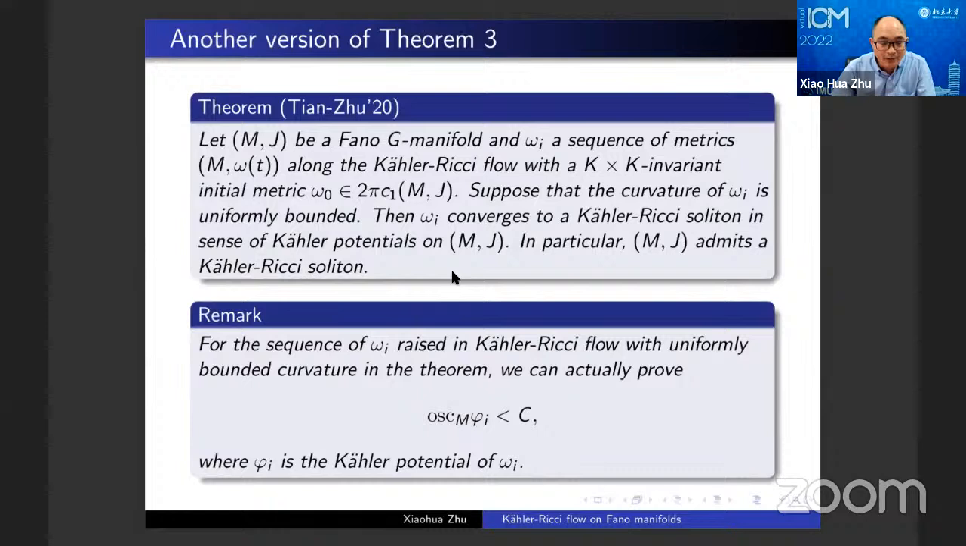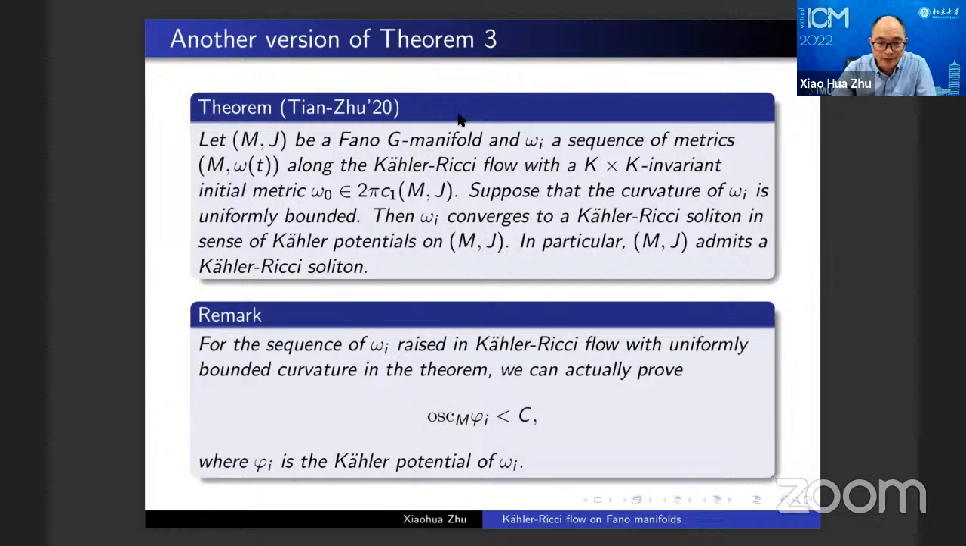The proof. So if the sequence for Kähler-Ricci flow, we can also get a stronger result in the following theorem in a later work with Tian. In particular, it gives another proof of the above theorem.